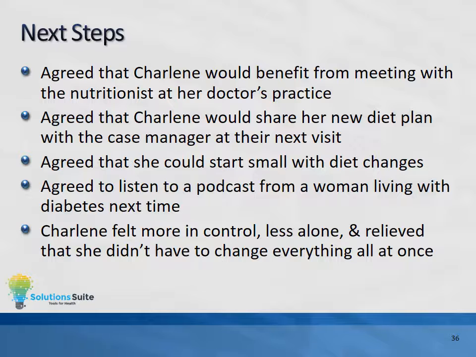After reviewing the fact sheet, Charlene felt she would benefit from meeting with the nutritionist in her doctor's practice to see about making changes in her diet. She also offered to share her new diet plan with Mike at their next visit. Together, they decided that she should start small when making diet changes, and that it was okay to tell the nutritionist this. Finally, they looked at the podcast page, and Charlene decided she'd like to listen to a podcast by a woman living with diabetes at her next visit. When she left her meeting with Mike, Charlene felt more in control and less alone, as well as relieved that she didn't have to change everything all at once.